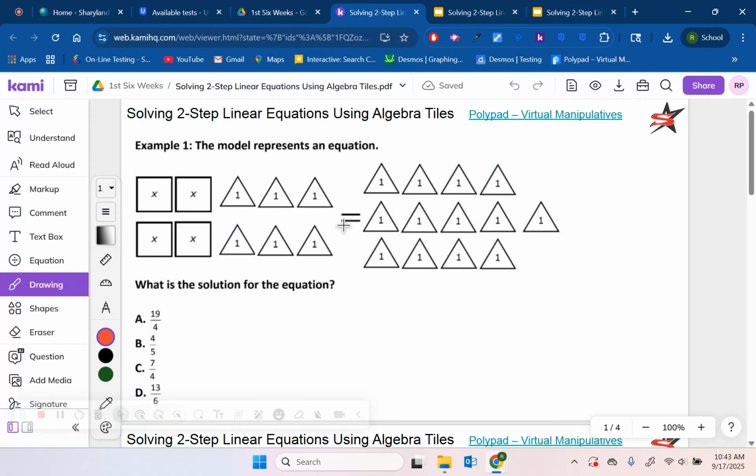All right, so I'm going to be modeling solving two-step linear equations using algebra tiles. The state assessment will give you questions like this, where the kids will see a pictorial representation of the problem, then can be expected to find a solution.